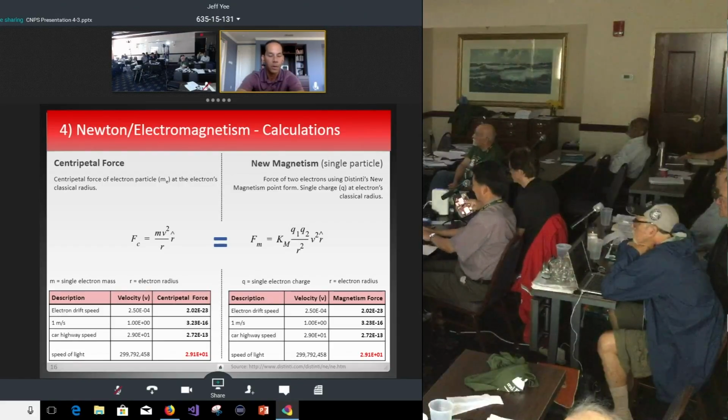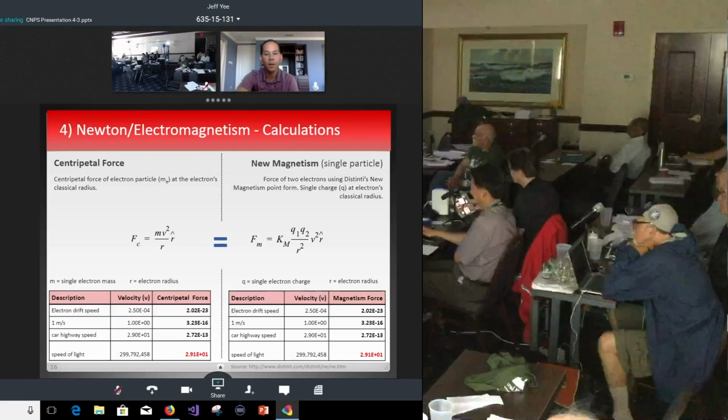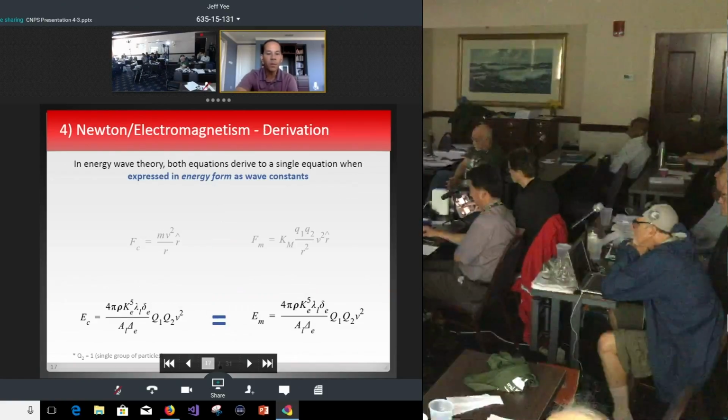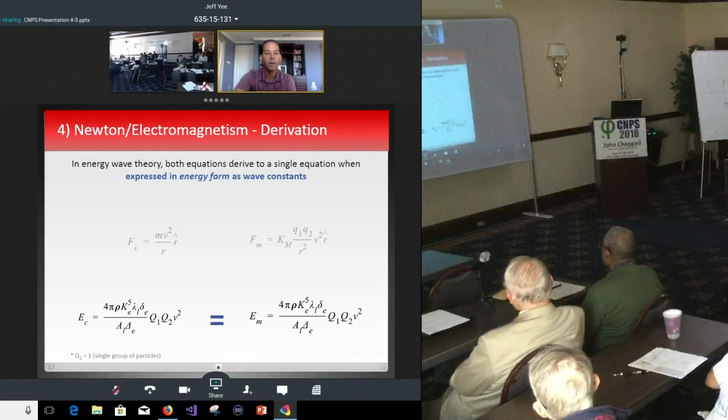You can choose any velocity v, and they will always be equal. Again, I'm just showing 4, but choose any velocity that you want. Here again, you see that 29.1 newtons, and it occurs when the velocity is equal to c, the speed of light. And then once again, you can see in energy wave form, the reason why these two are equal is it's exactly the same when expressed as wave constants.